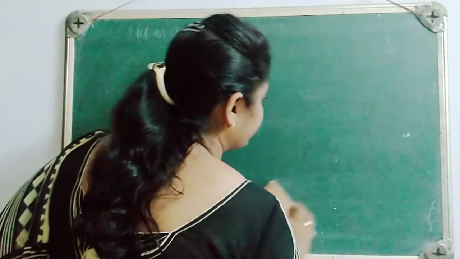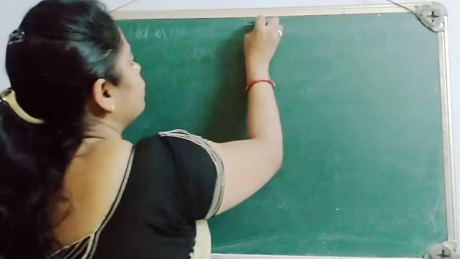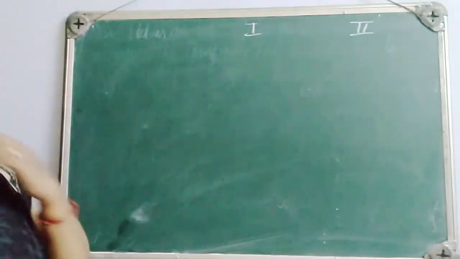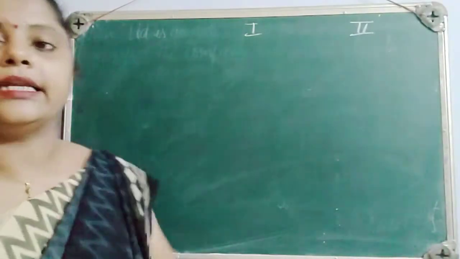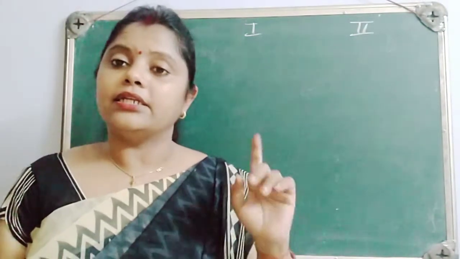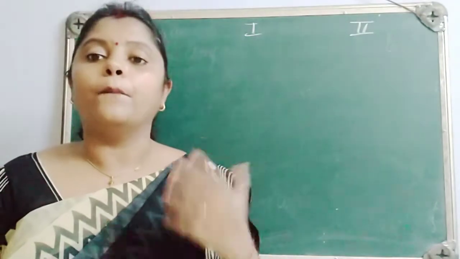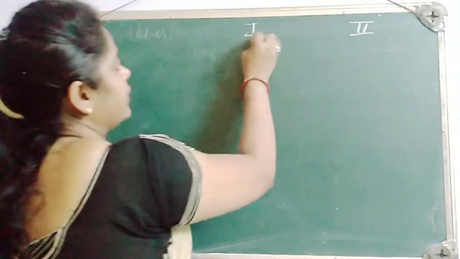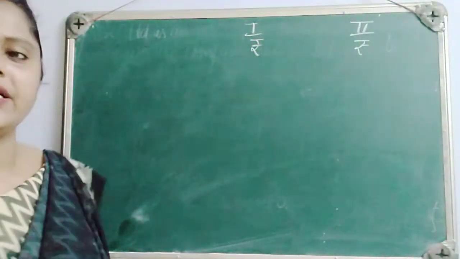You see here, for example, there are two conditions, first condition and second condition. In the first condition, the company is issuing debentures, and in the second condition, the company doesn't issue debentures. Instead of that, it is issuing more shares. Now, all the calculations we are going to do in rupees only. I'm taking a very small amount.